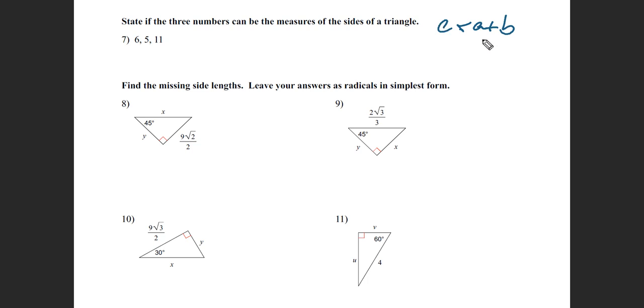All right, so the sum of the 2 legs has to be greater than what would be the hypotenuse, or that third side. So in this case, we can just label them A, B, and C, C being the longest side. Now we just want to double check, is C less than A plus B? Well, 6 plus 5 is 11. 11 equals 11. It's not, 11 isn't less than 11. So that would be a big old no. This cannot form a triangle.